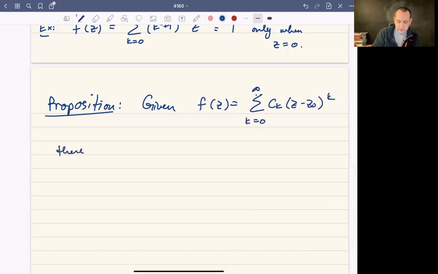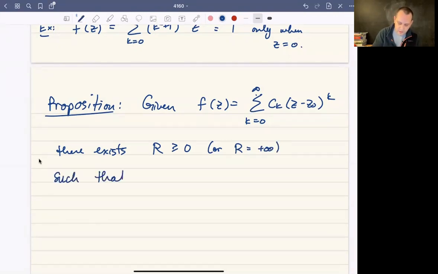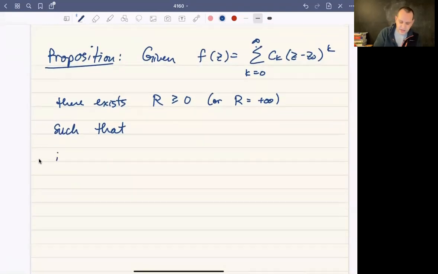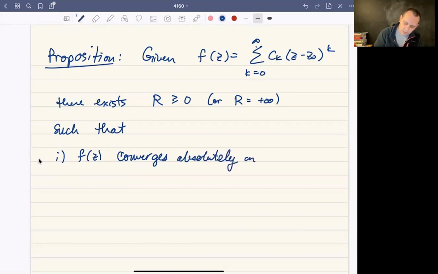there's going to exist a capital R. It's going to be greater than or equal to 0. It's a non-negative real number, or it's also possible that R is infinity. I'll explain what that means in a second. Here, capital R, I just mean the radius of convergence, but such that the following happens. So the first thing that's going to happen is that F converges absolutely whenever the modulus of z minus z naught is less than R.